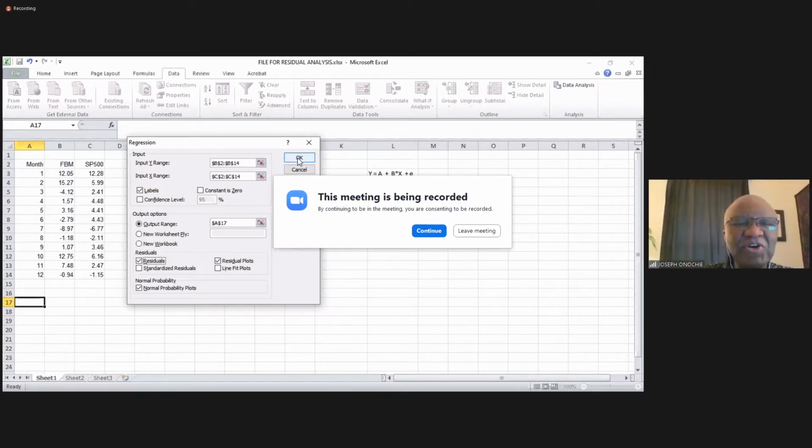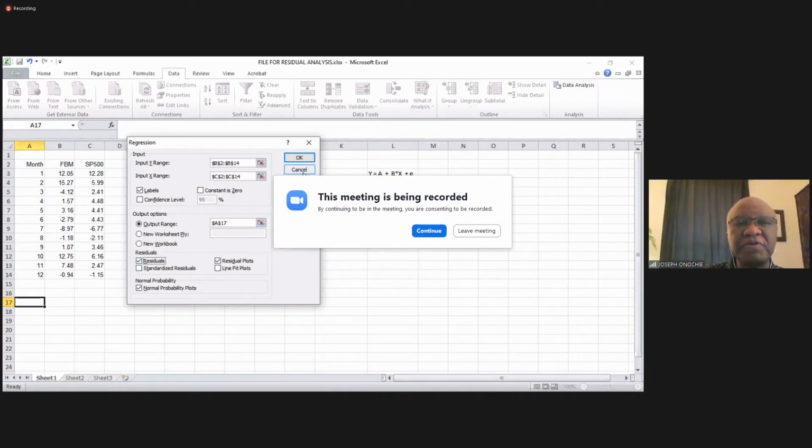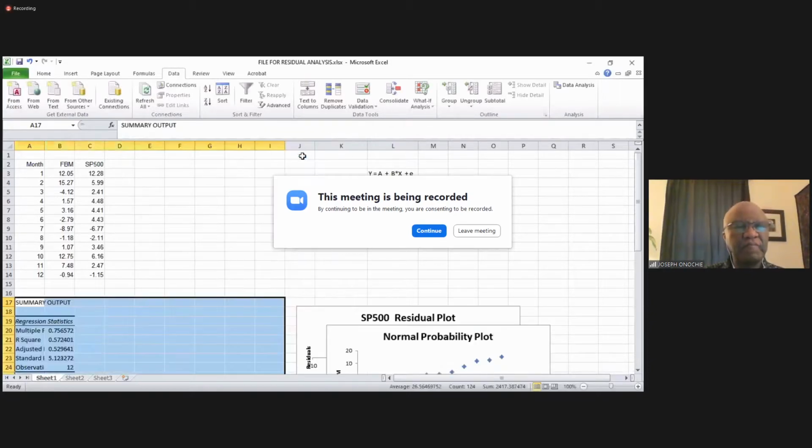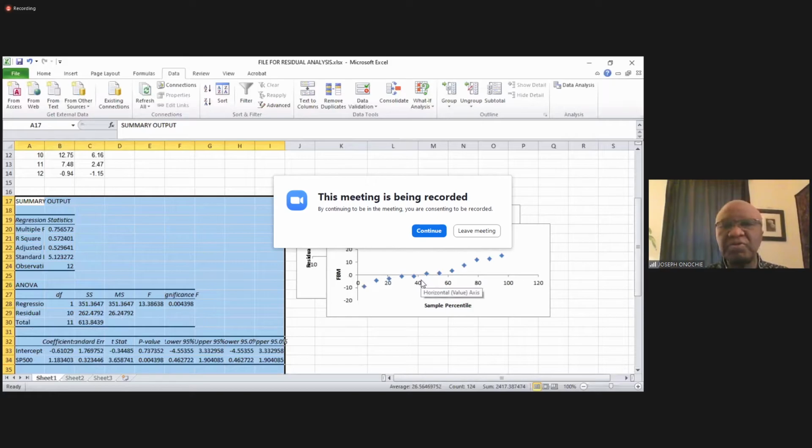All right, so everybody, am I doing things okay? My Y variable is this, stock return. My X is the S&P 500. My output is here. I want to collect the residual. Okay, so I say okay. I didn't ask it for a residual plot, but this is the QQ plot for the residual, but let's not worry about that.